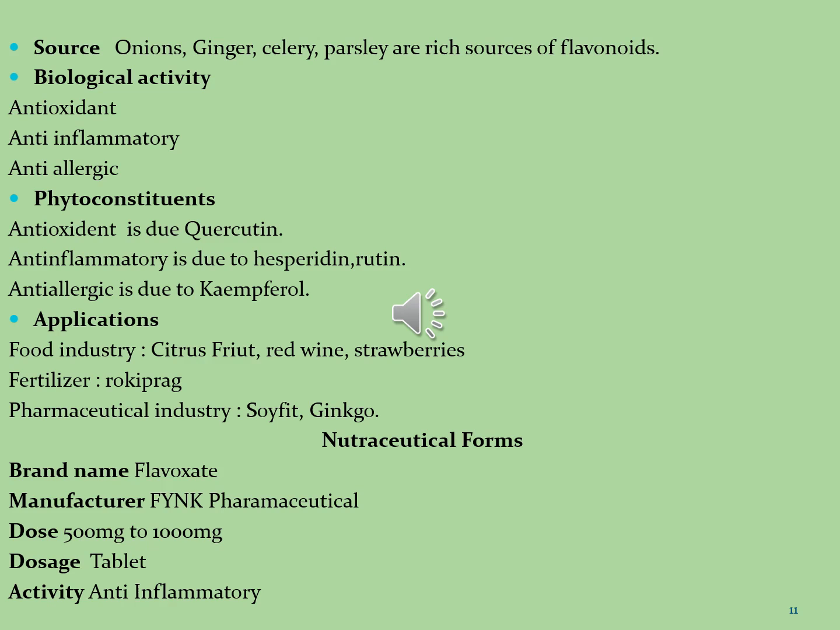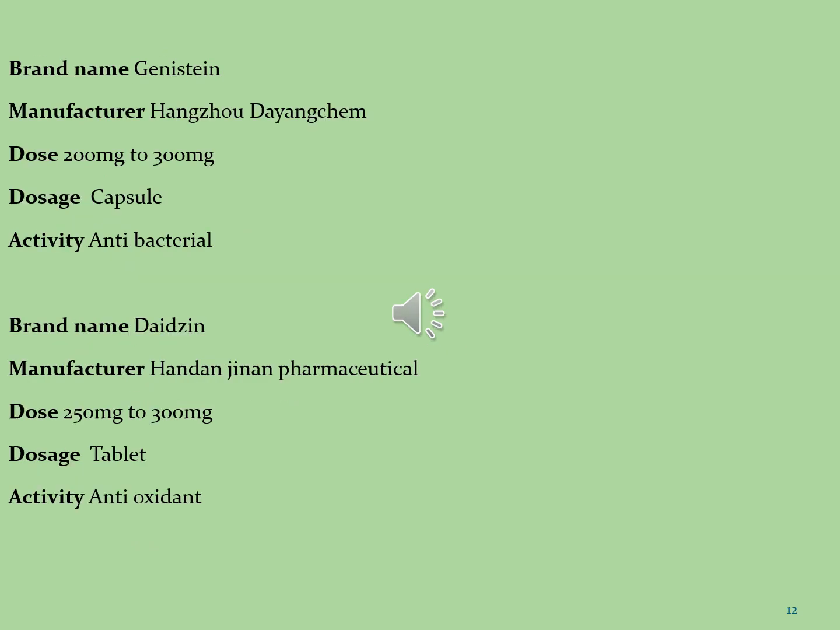The first brand is Flavozet. It is manufactured by Fink Pharmaceuticals, and we take its dose 500 to 1000 mg per day, and it is formulated in tablet dosage form, so it is used as an anti-inflammatory drug. The second brand is Genistein. It is manufactured by Hangzhou Pharmaceuticals. We take its dose 200 mg to 300 mg per day. This product is formulated in capsule dosage form, and we take it as an antibacterial agent.